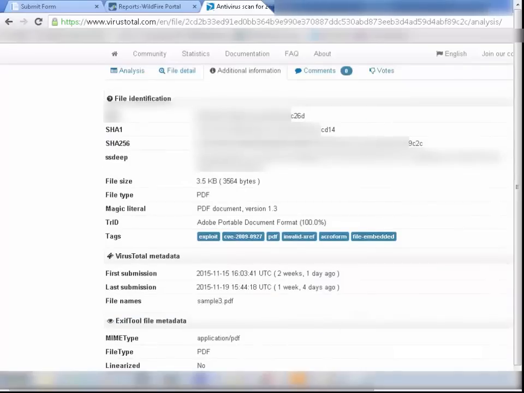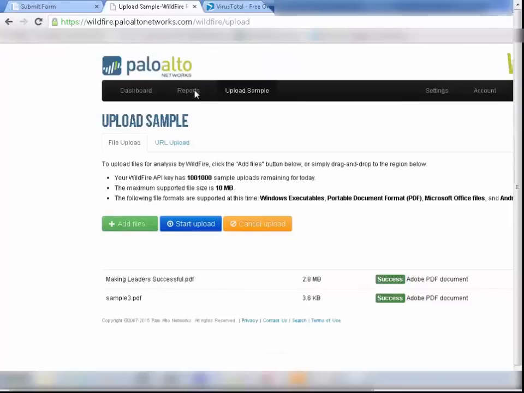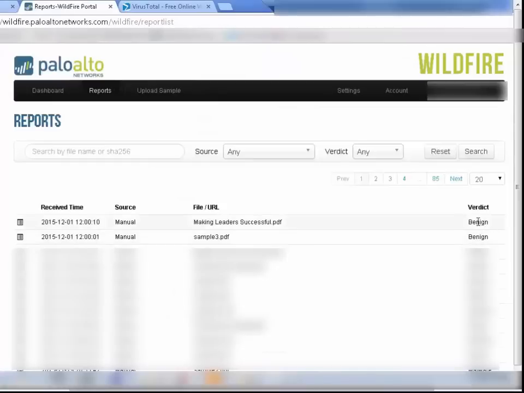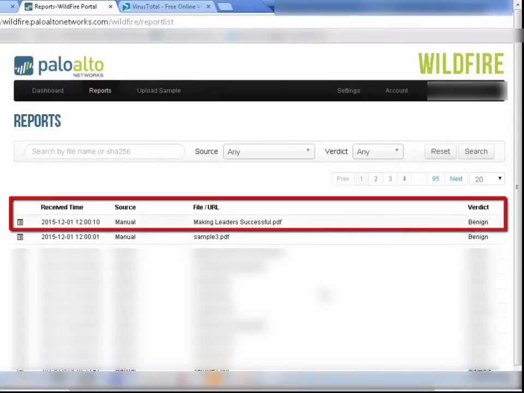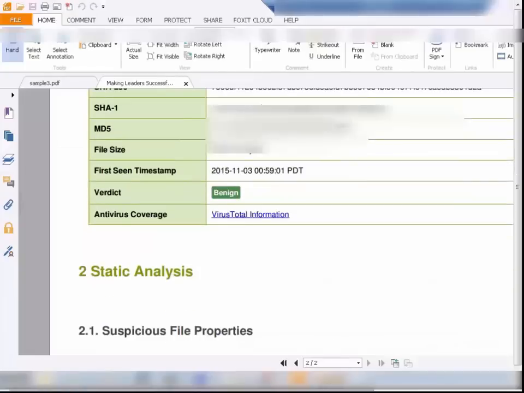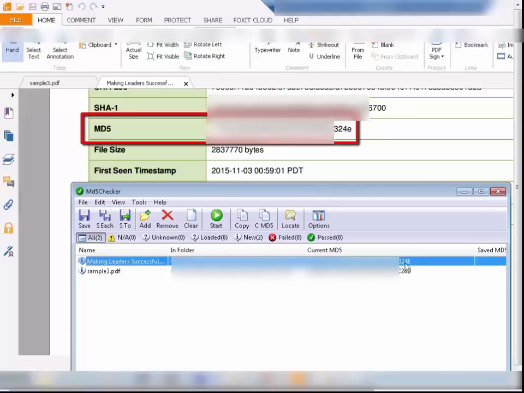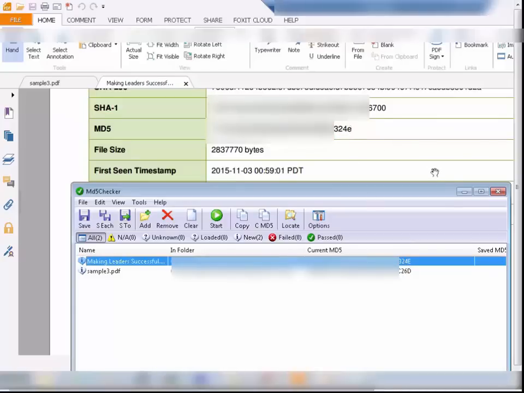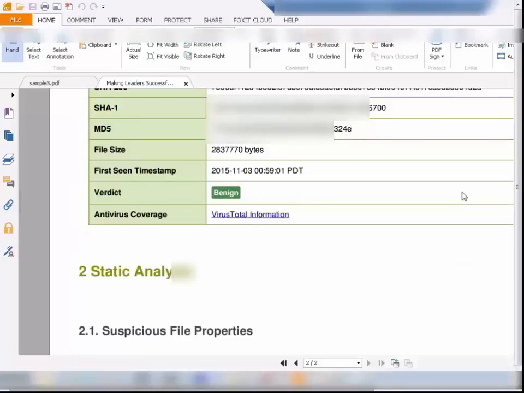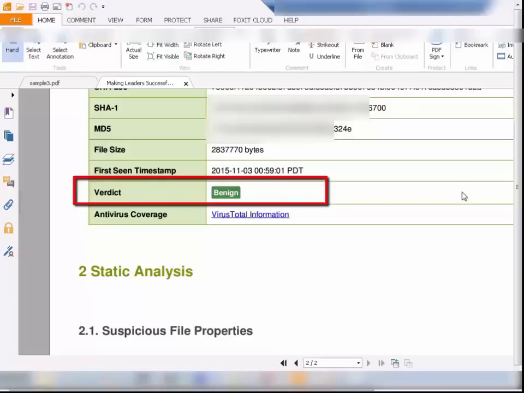Now, let's move on to the second file, the one that contains the ROP and advanced evasion techniques. We can see that in WildFire, this file is identified as being benign as well. By running its evasion code, the malware evaded detection. Once again, comparing the MD5 hash, we can see that this is the same file. Again, only static analysis was done on the infected file, which incorrectly categorized the file as being benign.